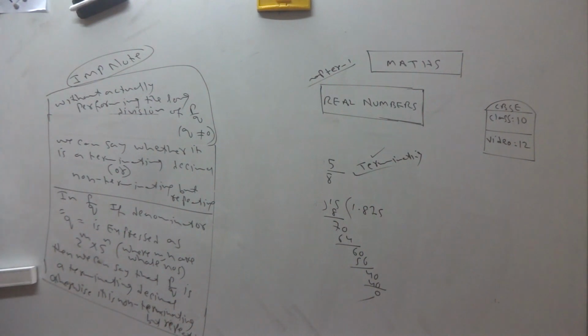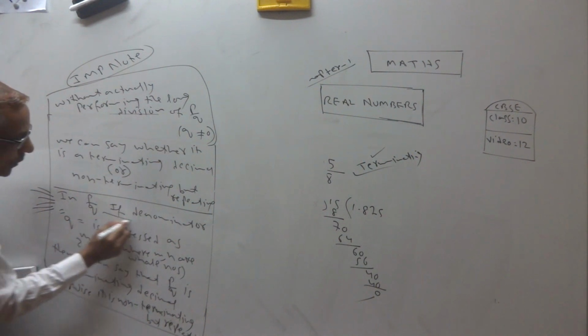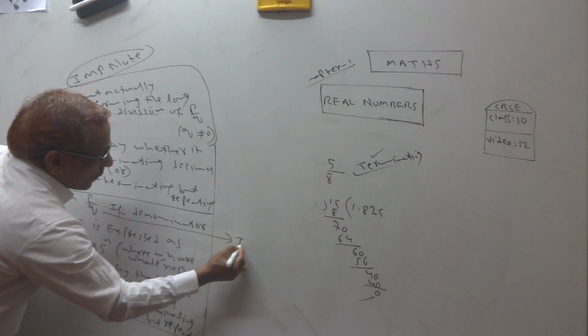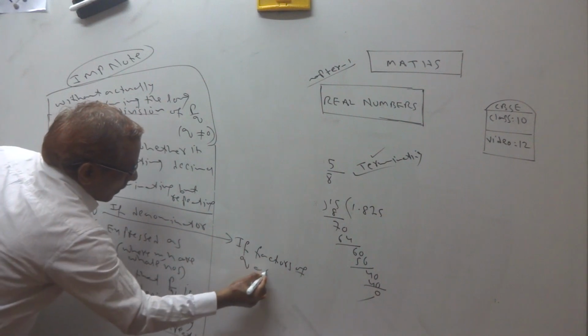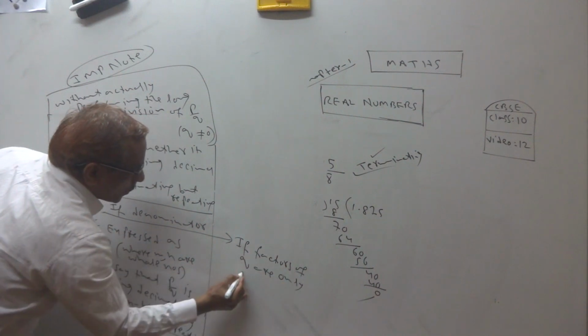See, understand the meaning of this. This note is important. In P by Q, if the denominator Q is expressed as that, what is the meaning of that? Here I am writing, if the factors of Q are only 2 and 5.